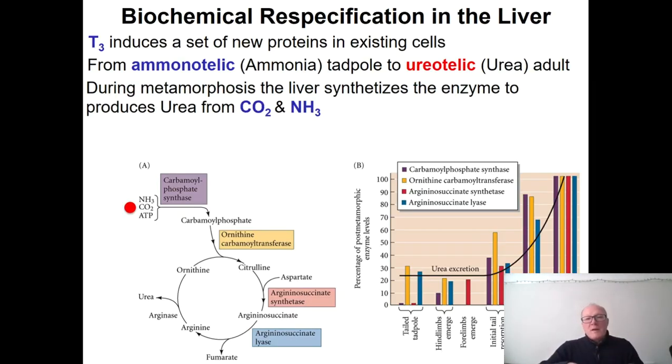So how does this happen? Well, during metamorphosis, some genes that are inactive in the tadpole become active in the adult. So a new pathway is activated in the adult. The pathway converts ammonia, NH3, into urea. This pathway takes CO2 and ammonia and converts them to urea. Urea is less toxic than ammonia and requires less water to be removed. So there is less loss of water to remove waste material.